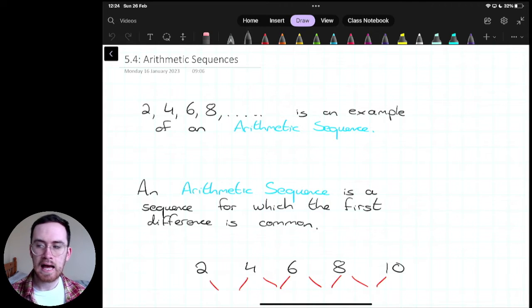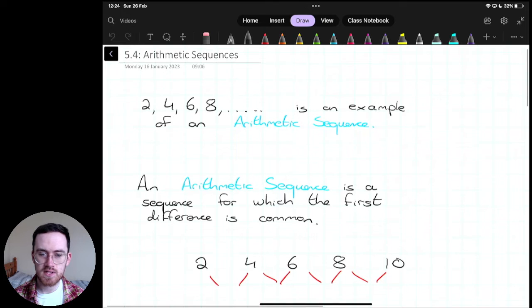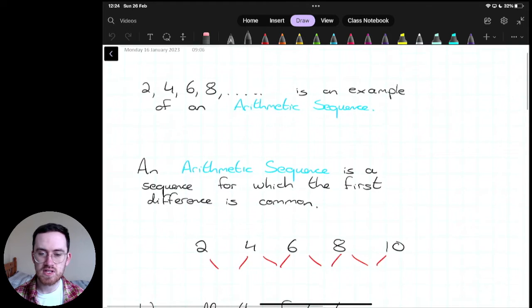Okay, so we're going to look at particular types of sequences now. The first one we're going to look at is called an arithmetic sequence. An example here, 2, 4, 6, 8, is an arithmetic sequence. And an arithmetic sequence is one where the first difference is common.